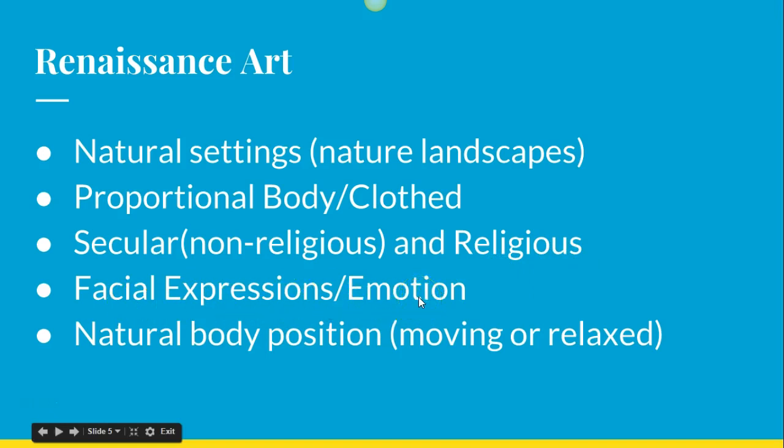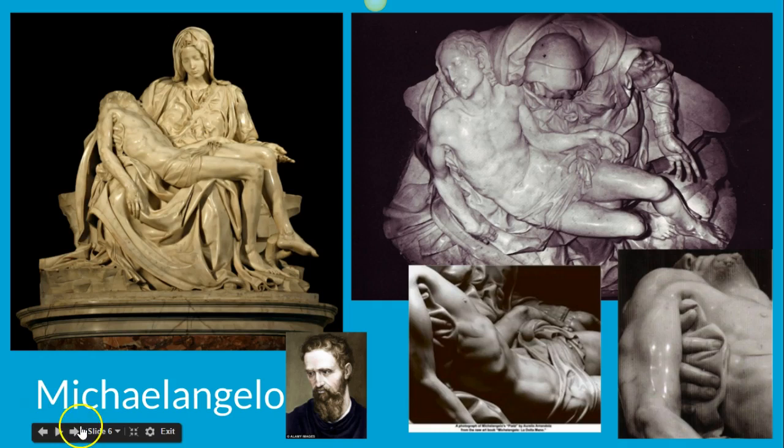If you remember from humanism, we are focusing on the worth or value of the human. And if you also remember from our video last week, art during the Renaissance is going to do its best to emulate the human form. And we're going to see a lot of emotion as well as natural body positioning, whether it's moving a body or a relaxed body. Just a body looks very natural in movement or in position.